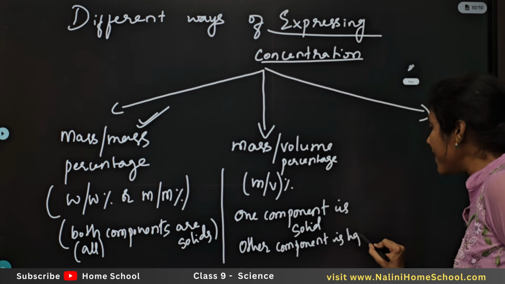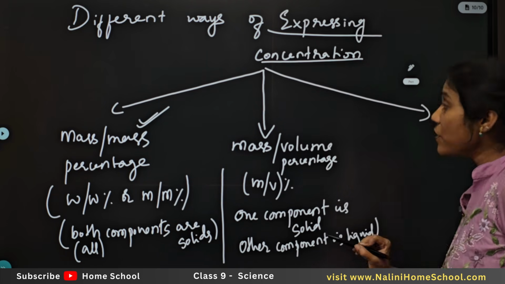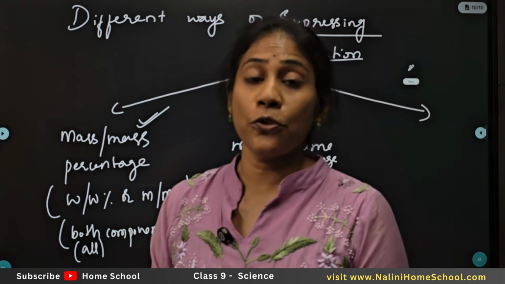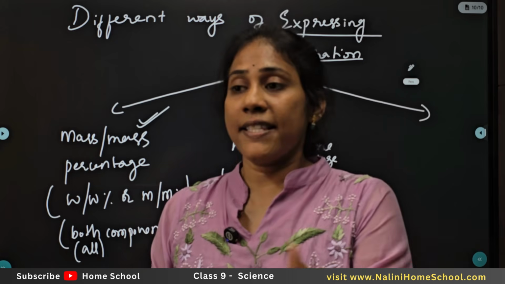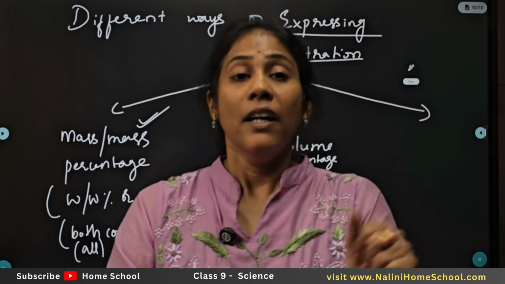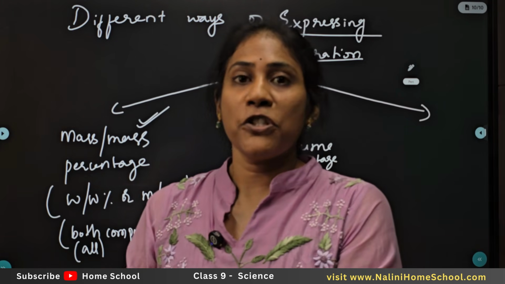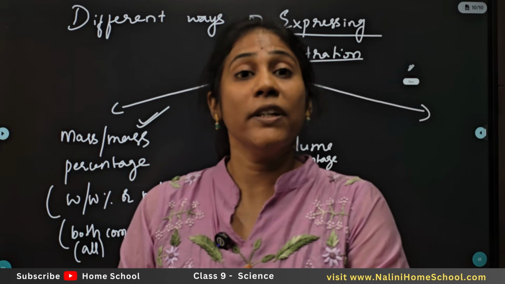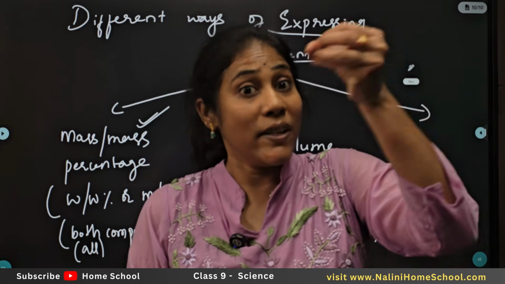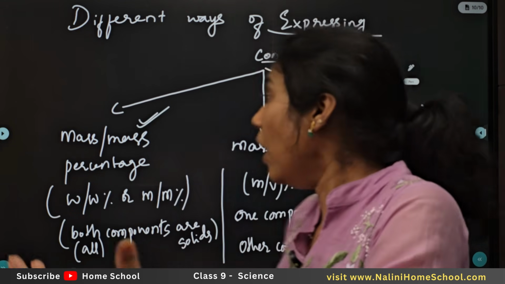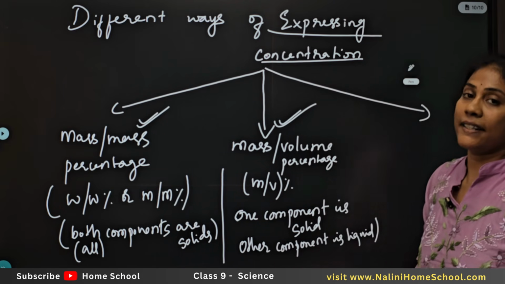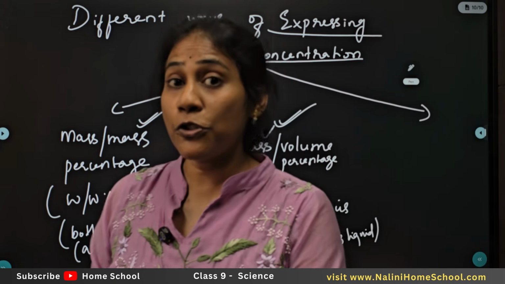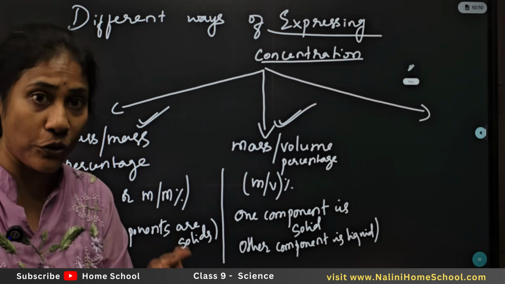Usually when solids are dissolved in liquid, like lemon juice, salt solution, sugar solution, if you want to know how much of sugar is there in this much amount of water, how much of salt is there in this much amount of water, in those situations, solids present in a liquid component, mass by volume percentage term is used. You should know when these terms are actually used.